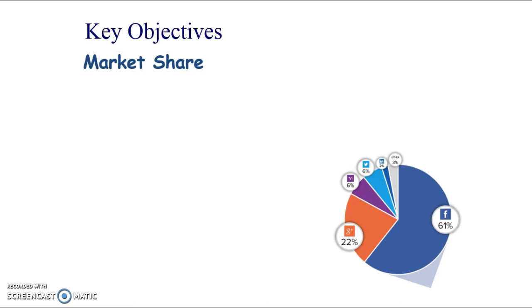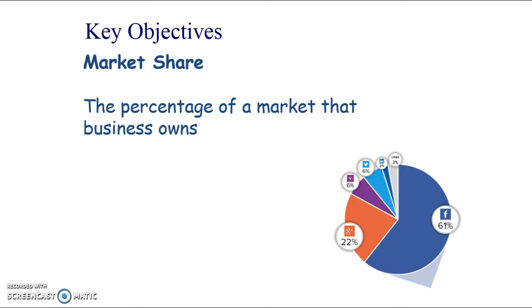So this diagram here, usually we represent market share as a percentage, and so percentages really lend themselves to pie charts very well. So this is the percentage market share of social media at a certain point in time. And market share measures the percentage of a market that a business owns. So we can see from this pie chart that Facebook accounts for 61% of all social media. You might see Google there. I think that's YouTube, because YouTube is owned by Google.